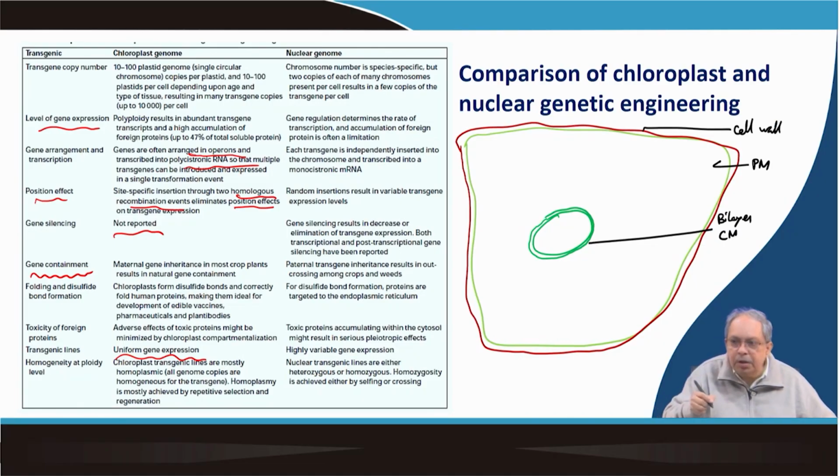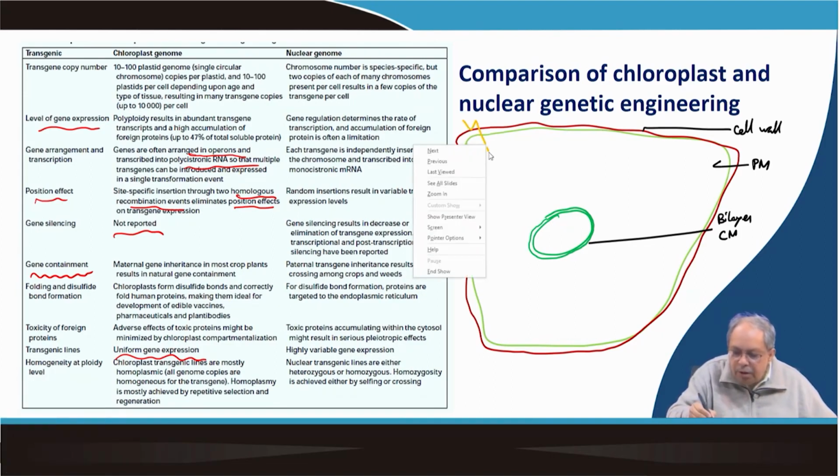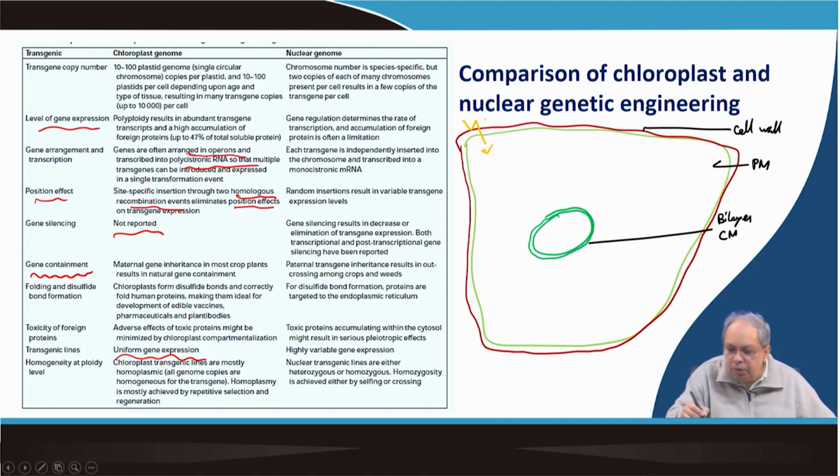So when you transfer a gene into the plastid, the gene should be able to enter through the cell wall, pass through the membrane, then pass through the cytosol, and eventually enter into the plastid. That means a lot of energy is required, and therefore the particle bombardment method is usually used to transfer the gene of interest into the plastid.